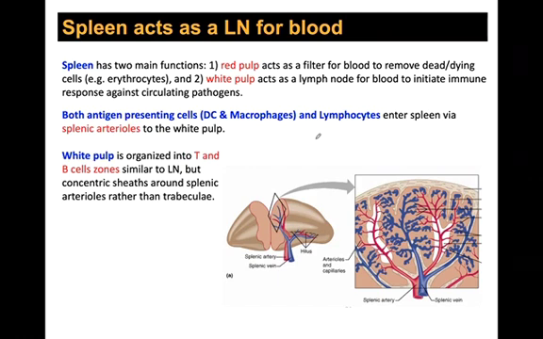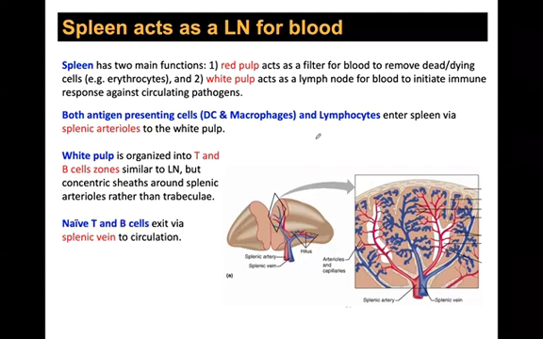Now in the white pulp, it's organized into T cell and B cell zones. It looks just like a lymph node, but they're more concentric sheaths around the splenic arterioles rather than trabecula. So they're sort of organized like a tube with a tube around it.